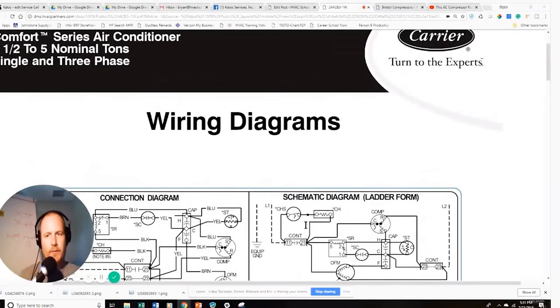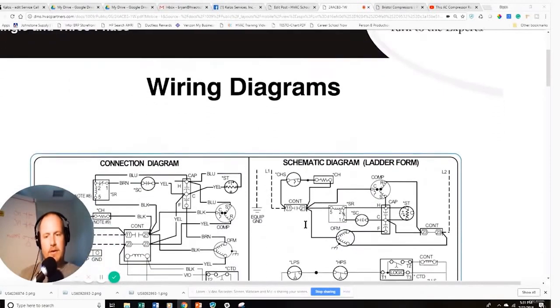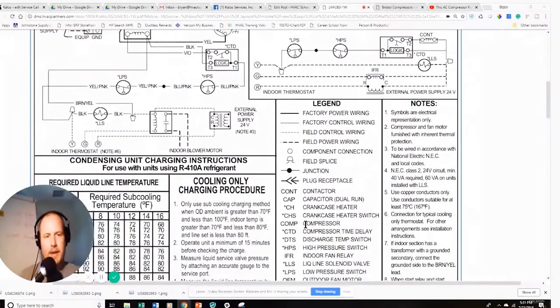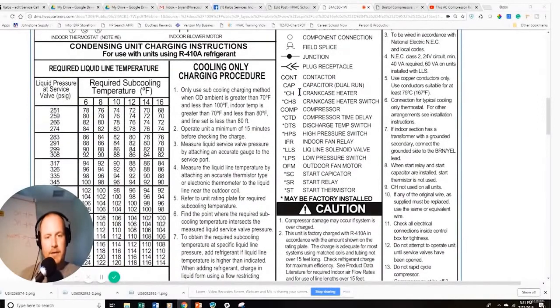So those are things that you want to pay attention to here, because this is sort of a universal diagram for a wide range of different Comfort Series Carrier air conditioners. And so some of them may have them and some may not. Crankcase heater may or may not have it. Crankcase heater switch may or may not. Compressor time delay may or may not. Discharge temperature switch, high pressure switch, indoor fan relay, that one will be there because you see there's no dot. Liquid line solenoid, low pressure switch, outdoor fan motor, and so on and so forth.